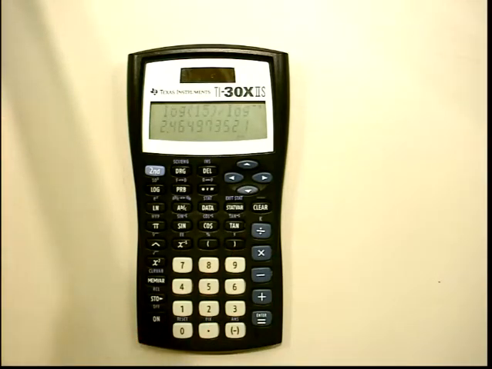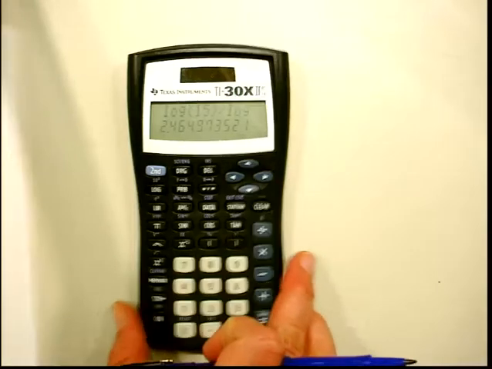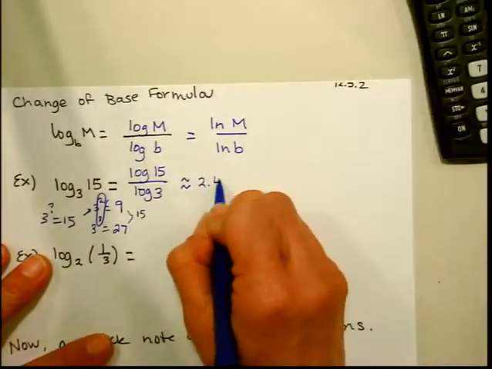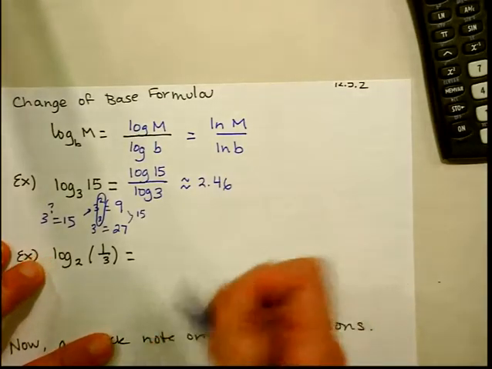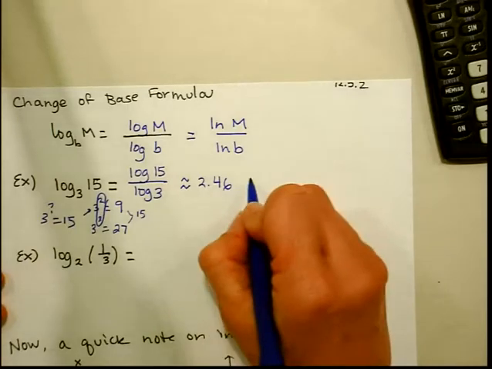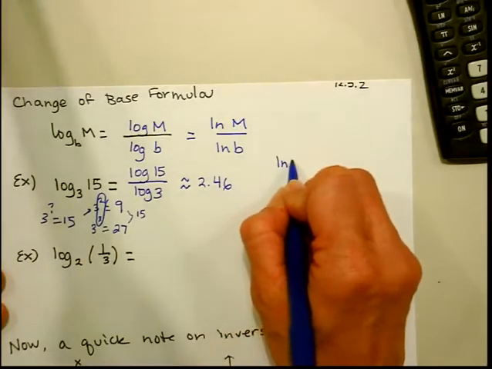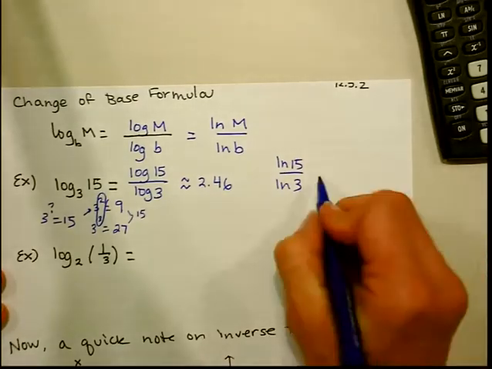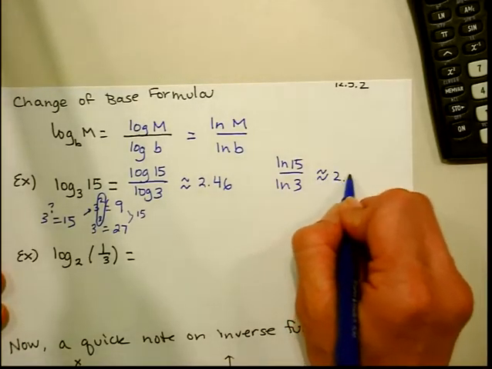2.46, awesome, right in between like we were expecting. 2.46. So if you would like, you can go ahead and grab your calculator and show that you get the same result if you would have done natural logs of 15 and natural log of 3, right? You'll get that same decimal approximation.